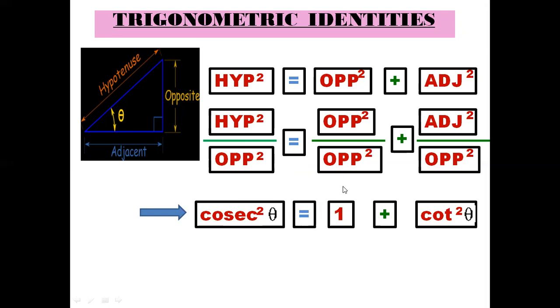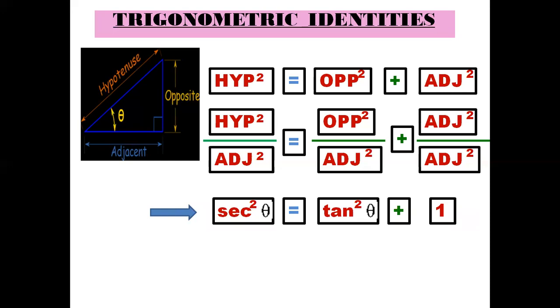Opposite square by opposite square gives us 1. Adjacent by opposite gives us cot theta, and since we have squares, we get cosec square theta equals 1 plus cot square theta. It can also be written as cosec square theta minus cot square theta equals 1. If you bring cot square theta to the left hand side, we get cosec square theta minus cot square theta equals 1. It's the same.